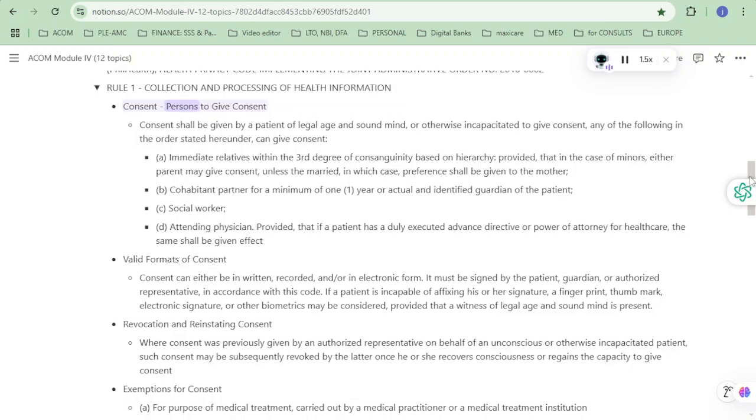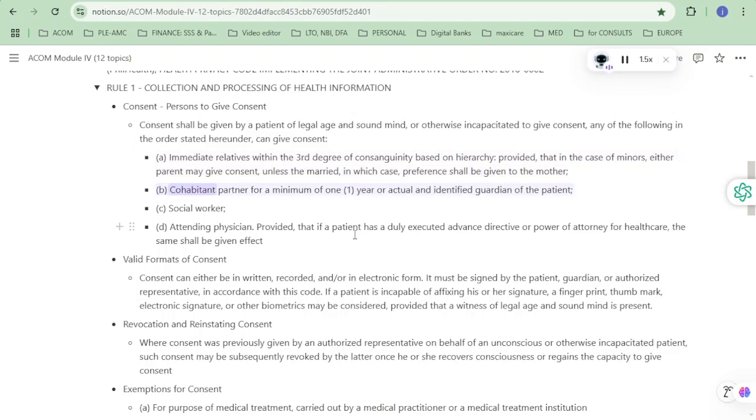Consent, persons to give consent. Consent shall be given by a patient of legal age and sound mind, or otherwise incapacitated to give consent. Any of the following in the order stated hereunder can give consent. A. Immediate relatives within the third degree of consanguinity based on hierarchy, provided that in the case of minors, either parent may give consent, unless married, in which case, preference shall be given to the mother.